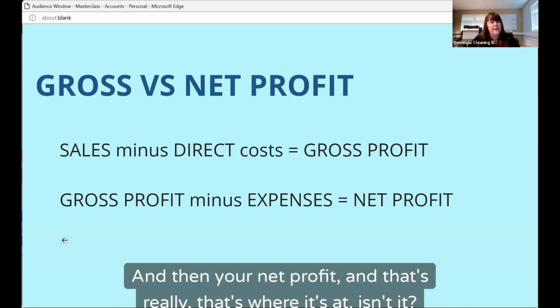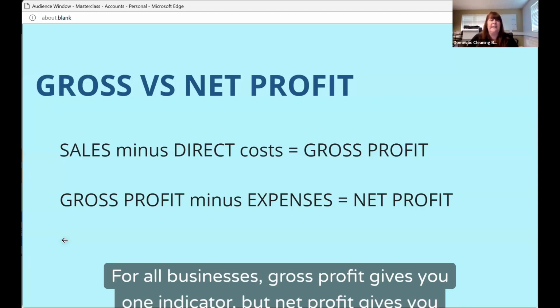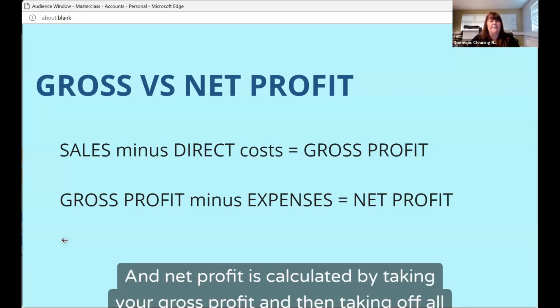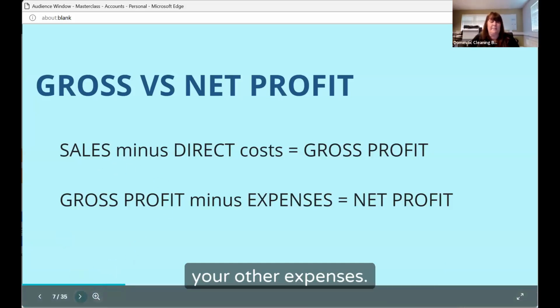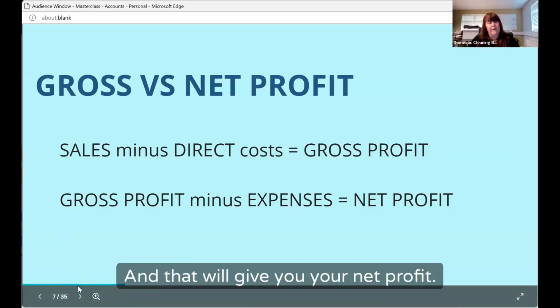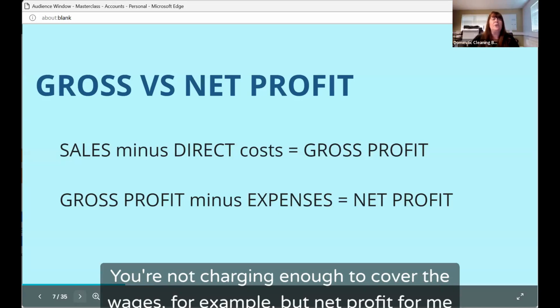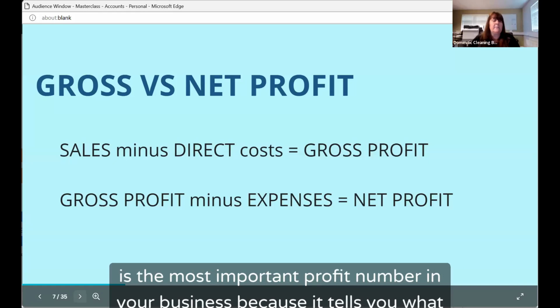And then your net profit, and that's where it's at, isn't it, for all businesses. Gross profit gives you one indicator, but net profit gives you the indicator of what you're actually making overall. And net profit is calculated by taking your gross profit and then taking off all your other expenses. And that will give you your net profit. So the net profit really is the most important profit number, but gross profit can give you an indication of perhaps you're not charging enough to cover the wages, for example. But net profit for me is the most important profit number in your business, because it tells you what you're making.